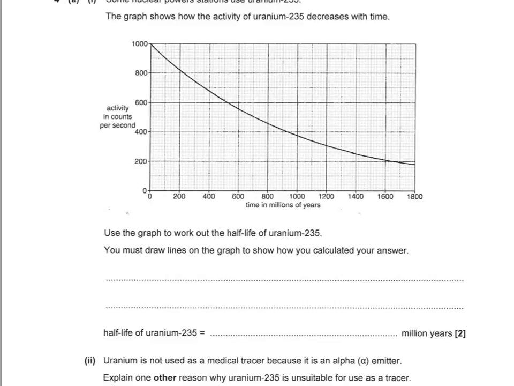So what you want to do is find a point, so you can use 1,000 if you like. That's 0 years, and then half of 1,000 will be 500. So all you have to do is just read across and find out how long it takes for the activity count to go down to 500. You can see that is 700 million years. So 700 to get you the mark there. But anything in between 700 and 740 would get you the 2 marks there.